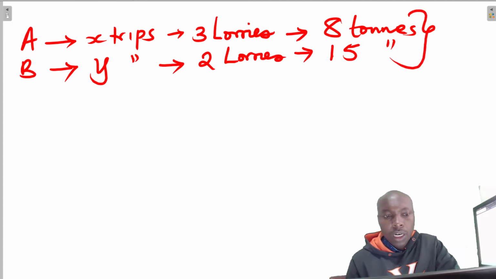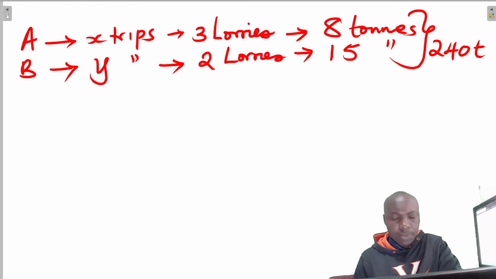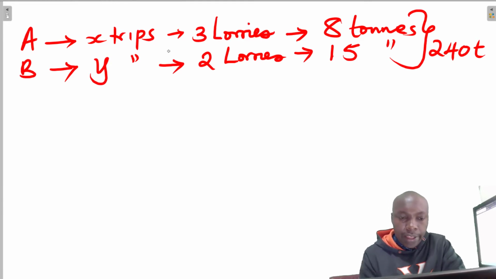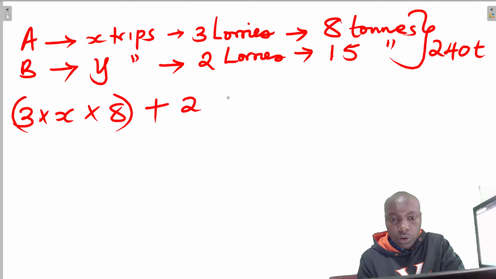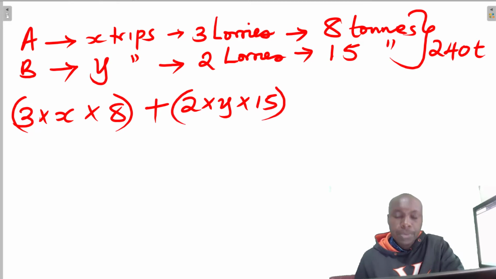All of these, type A and type B lorries, have to transport a total of 240 tons. So let us begin by calculating the number of tons transported by type A lorry. There are 3 lorries for type A, each one goes for X number of trips, and for each trip 8 tons. This represents the tons transported by type A lorry. Then we add the tons transported by type B lorry. There are 2 lorries, each makes Y trips, each trip is 15 tons. So now this sum represents the total number of tons to be transported by the two of them.